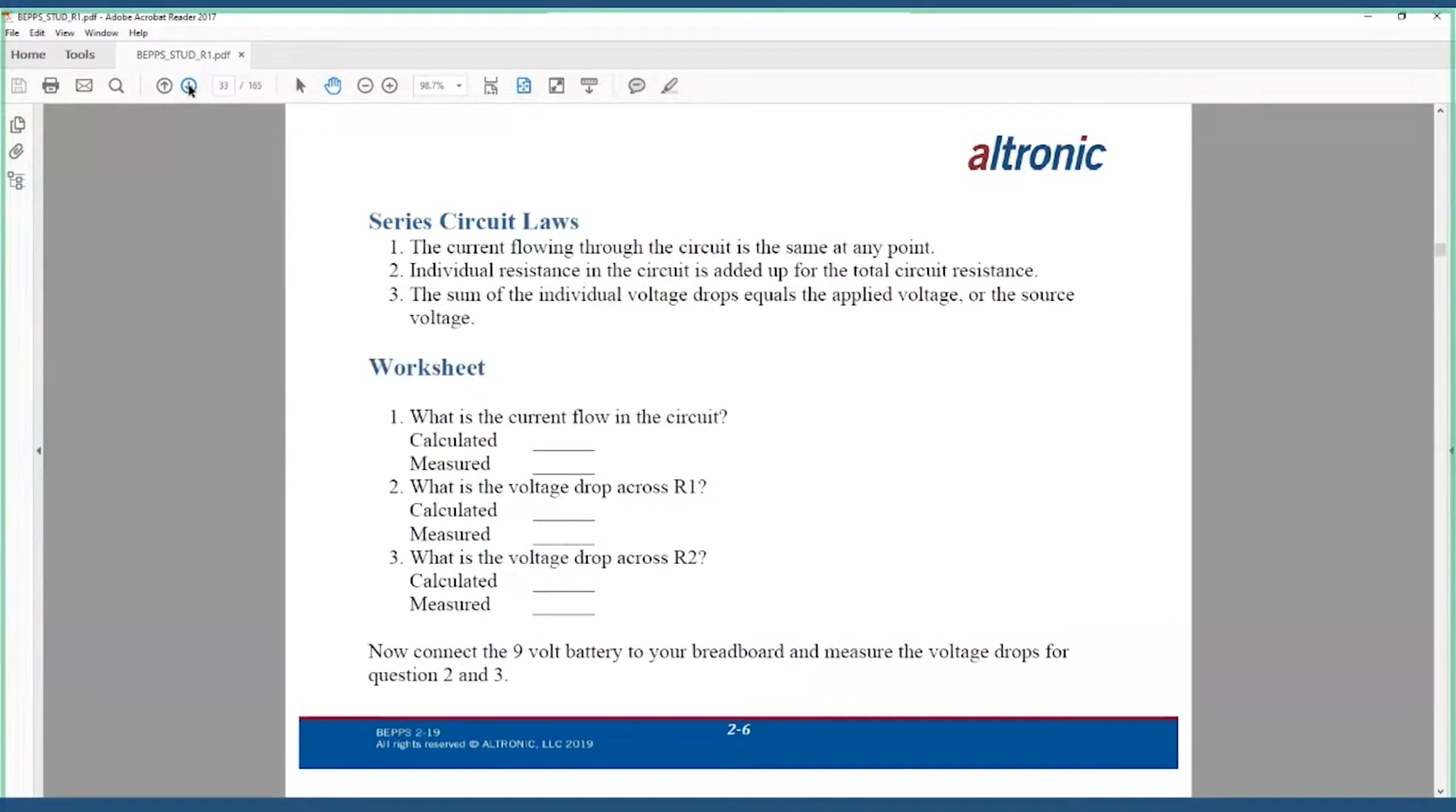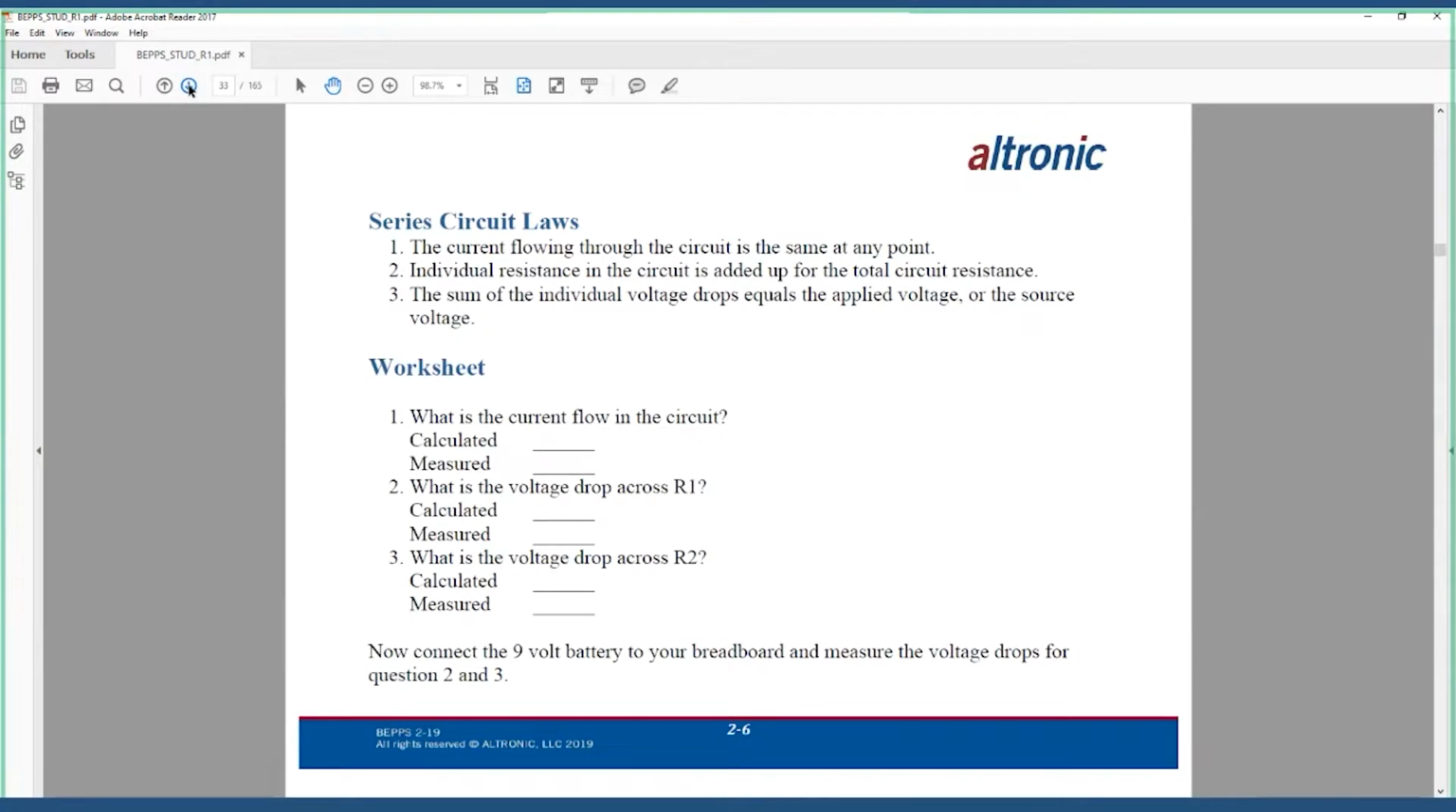So here's where we have a little fun. We can use some Ohm's law to work out some of these calculations, and I encourage each one of you to get your calculators out now on your phone if you haven't already done so, and let's do this. Series circuit laws. The current flowing through the circuit is the same at any point. If we measure that with a meter, that would be correct. Individual resistance in the circuit is added up. We've already done that. So two 1,000 ohm resistors is going to equal 2,000 ohms. The sum of the individual voltage drops equals the applied voltage, or the source voltage.